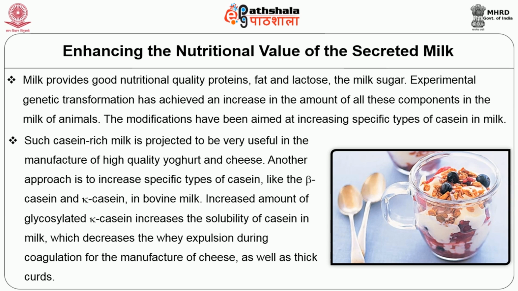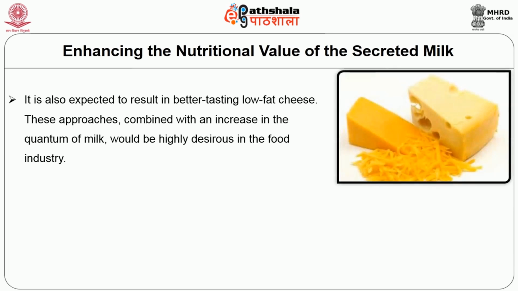Another approach to increasing specific types of casein like beta casein and kappa casein in bovine milk has been tried. Increased amount of glycosylated kappa casein increases the solubility of casein in milk, which decreases the whey expulsion during coagulation for the manufacture of cheese as well as thick curds. It is also expected to result in better tasting low-fat cheese. These approaches, combined with an increase in the quantum of milk, would be highly desirable in the food industry.